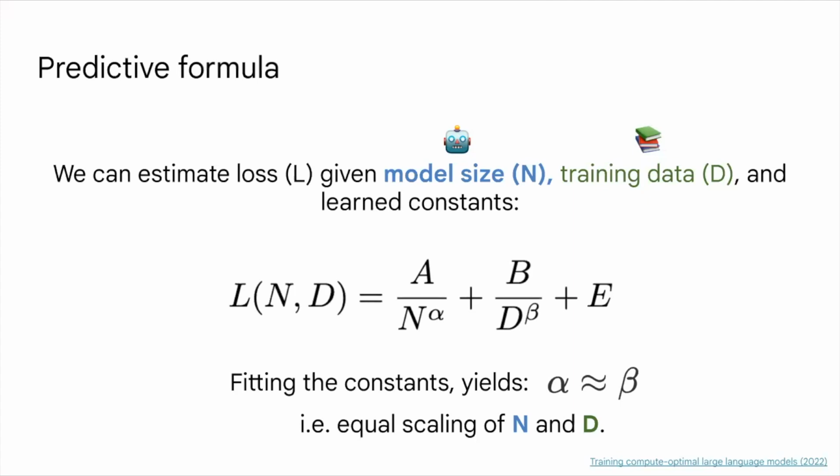corresponds to equal scaling. So if you increase N in that equation, then of course L goes down, so you get better loss and better performance. But then eventually, since alpha and beta are the same, you want to next also increase D in order to get the most additional decrease in loss, rather than just keep on scaling up N. So yeah, increase them both equally.